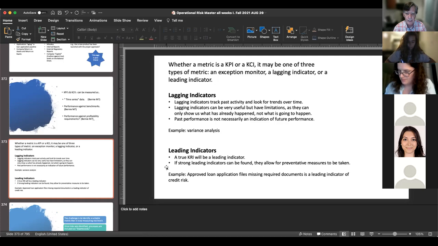If you did a survey of loan application files, and the loan application files were missing cosigners, or they were missing income, assets, credit scores, if the files are missing that kind of information, then that's a leading indicator that you have risk coming down your way.